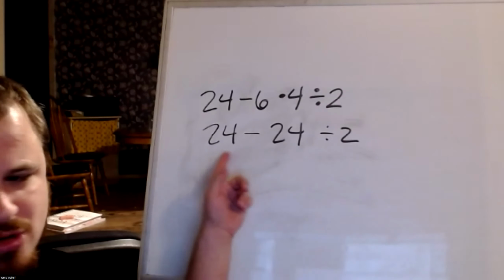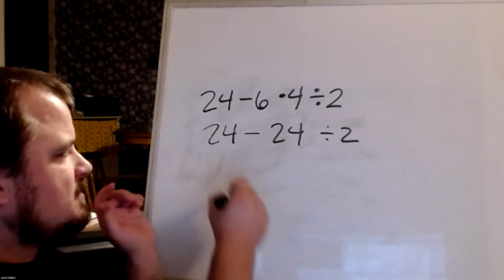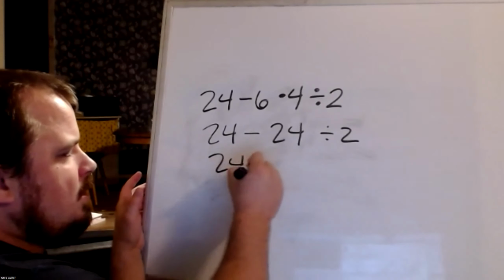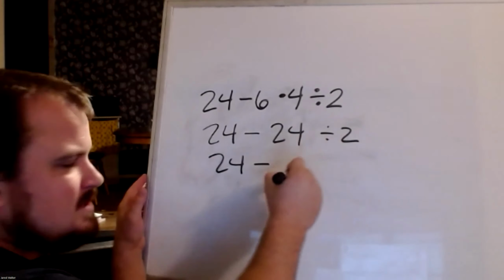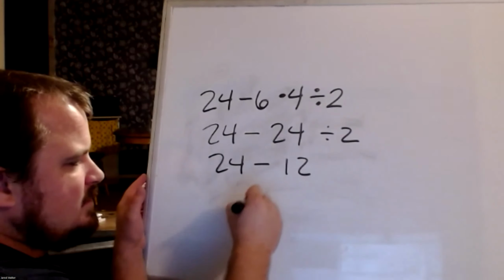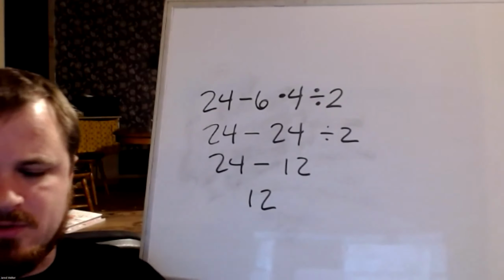No, you don't do subtraction. Next up is division. So we'll have 24 minus, and then 24 divided by 2 is going to be 12. And then 24 minus 12 is going to be 12.